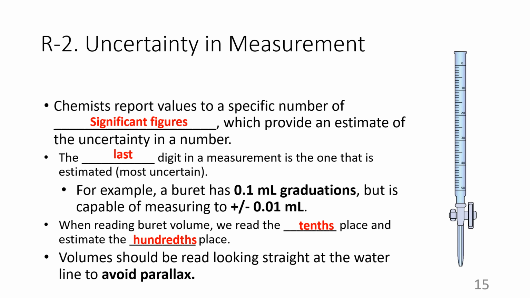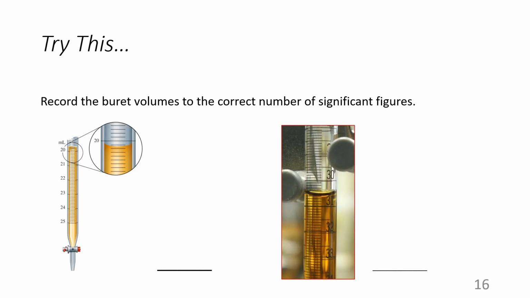When you're looking at a burette, please note that you do need to look at it straight on. Don't look at it from above or from below. When you do that, you introduce error into your measurement called parallax. When you're reading burette volumes, you do want to note that the graduations are typically 0.1 milliliters, which means you will estimate one decimal place beyond that. You will estimate to the 0.01 milliliters.